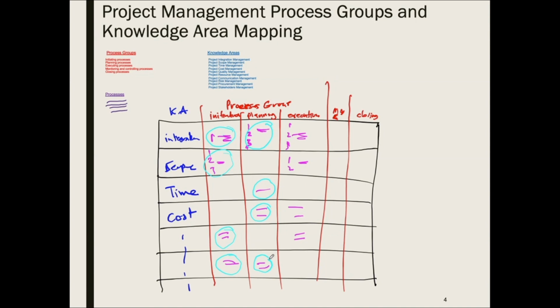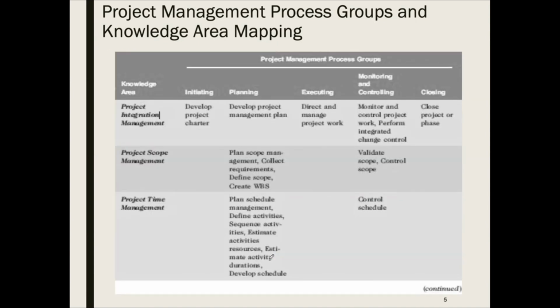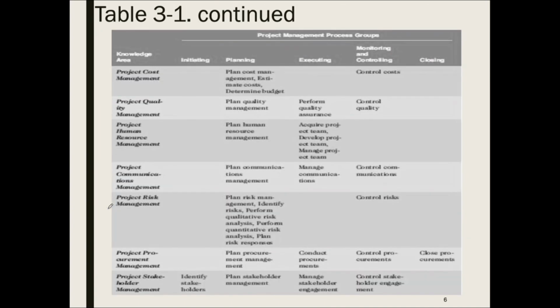So now let's go to the next table. You can see here, these are the process groups: initiation, planning, executing, monitoring, controlling, and closing. And these are the knowledge areas: integration, scope management, time management, and in the next slide also, you'll see these as well.